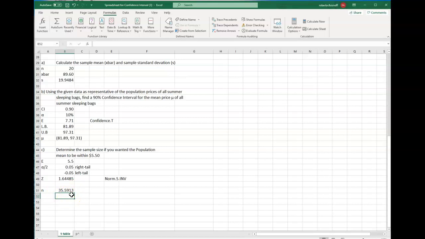Now, because it's more than 35 and we cannot take a portion of that, we're going to say that our sample size has to be 36. So if we added 16 more samples to the 20 that we had, then we would find a margin of error based upon that sample mean of $5.50. Okay, enjoy.